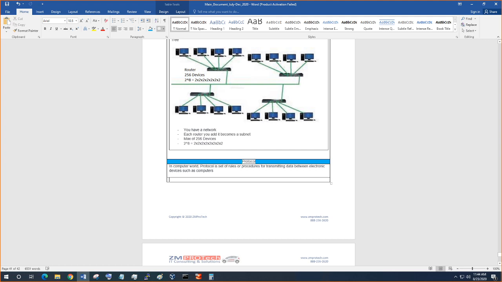Before that, there is something called the network OSI model, the OSI layer. This is defined by Open Standard Interconnection. OSI, what is OSI? Open Standard Interconnection layer. And there are 7 layers here.